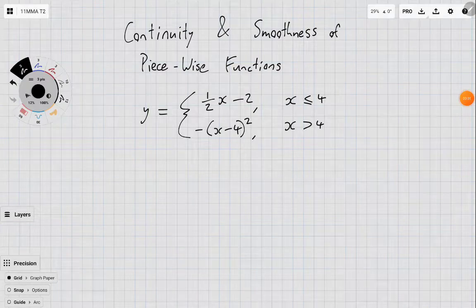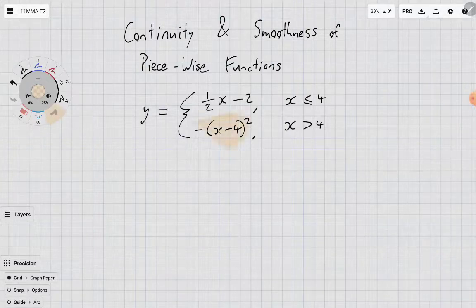We're going to have a look at continuity and smoothness of piecewise functions. Now we've done this a little bit before, but as you can see in this particular function, the second function, y2, is in fact a quadratic.